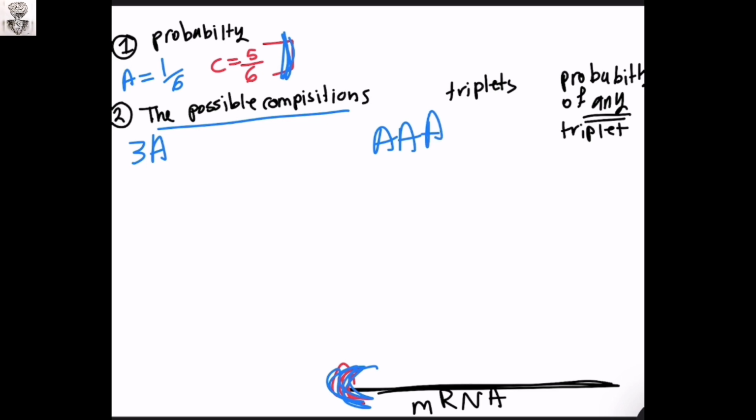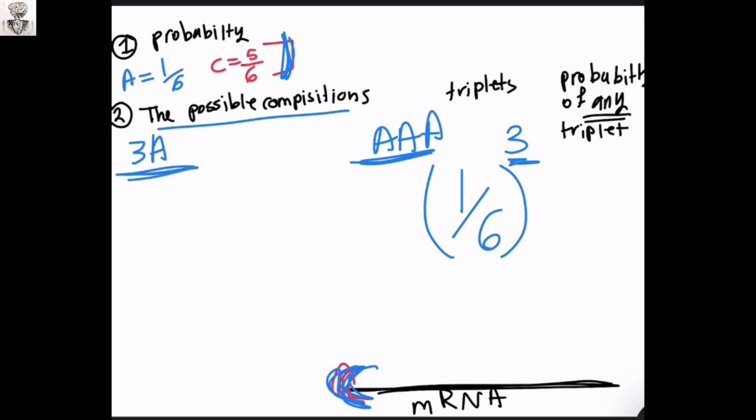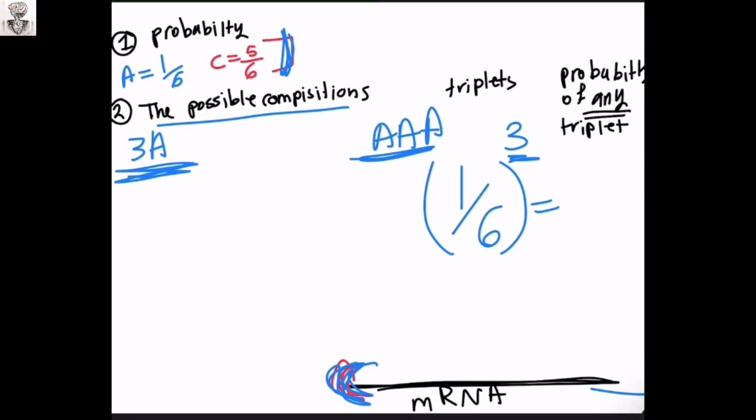So what is the probability of having this codon? How are we going to do this? First, we're going to take the probability of having the adenine, and then we put a power of 3. Why do we put 3 here? Because we have 3 A's. The calculator is going to give us 1/216, which is 0.4%.